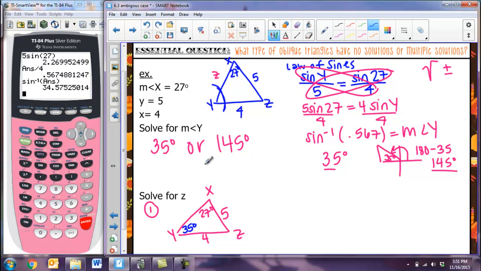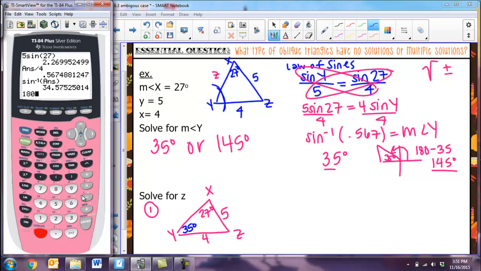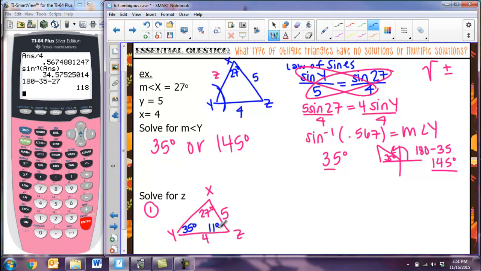Okay, and so then this is just a law. We can use the law of sines, we can use the law of cosines. I'm going to go ahead and use the law of sines here. Because I know that the angles of a triangle add up to 180, I can just do 180 minus 35 minus 27 and find out what angle z is in this particular triangle. So that's 118 degrees. Then I can find the side across from it.